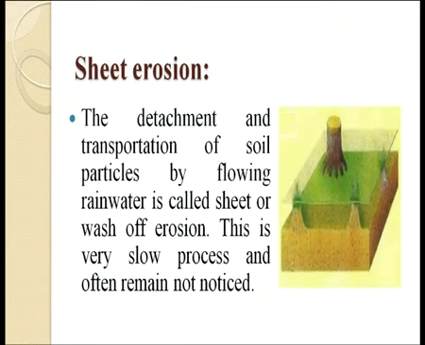Sheet erosion: the detachment and transportation of soil particles by flowing rainwater is called sheet or wash-off erosion. This is a very slow process and often remains unnoticed.